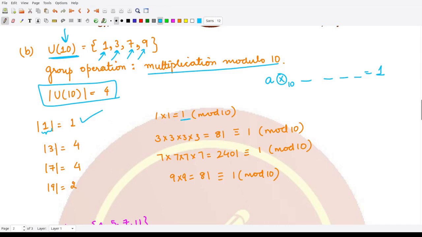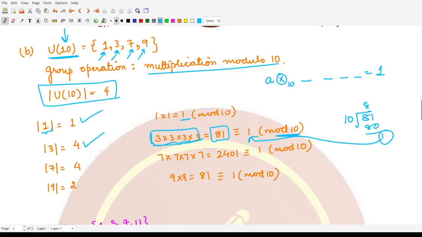What about 3? For 3, if you multiply 3 four times, you would have 81. And when you take 81 mod 10, when you divide 81 by 10, you would have 1 as the remainder. So you have the identity as the remainder. So how many times are you doing this? 4 times. So 4 is the order.